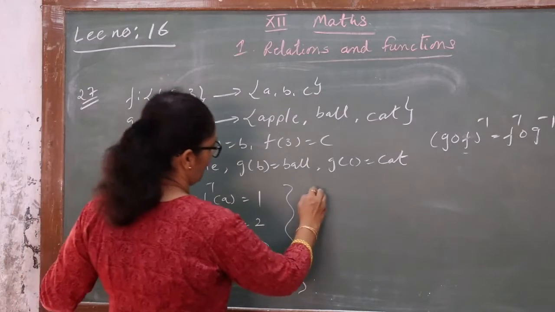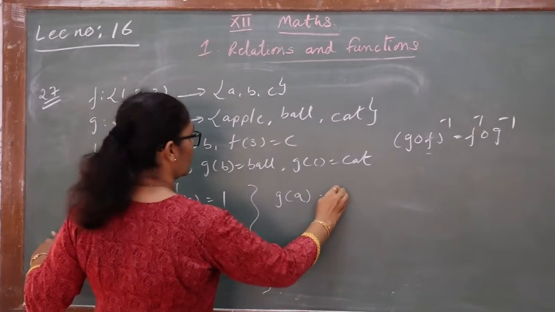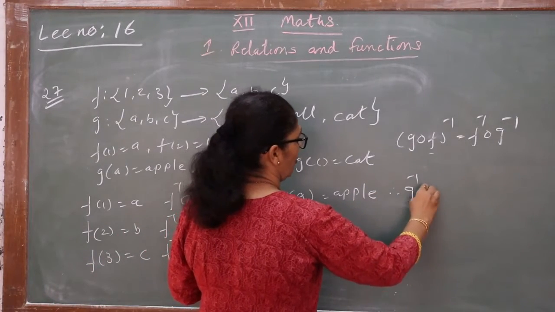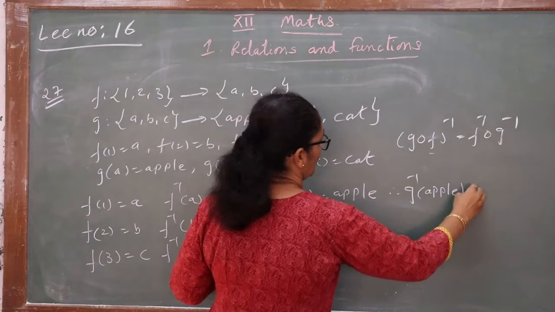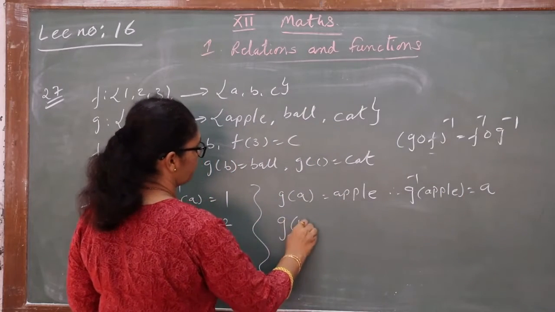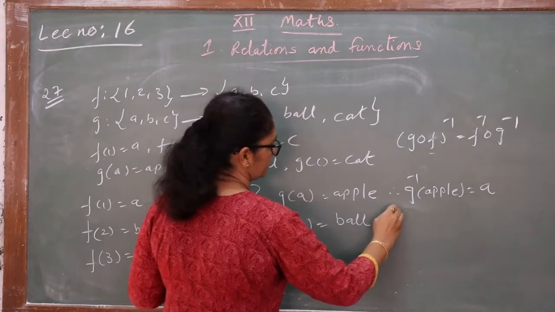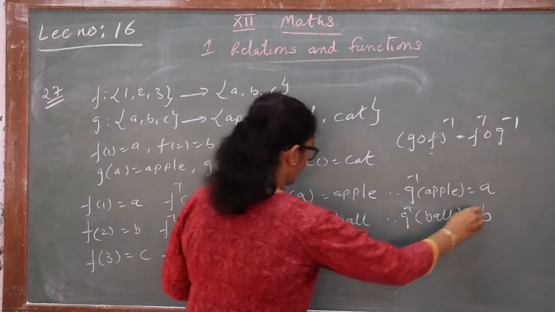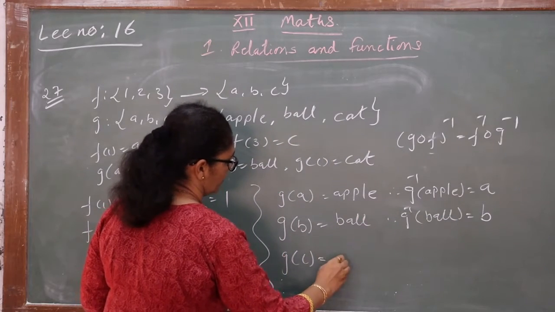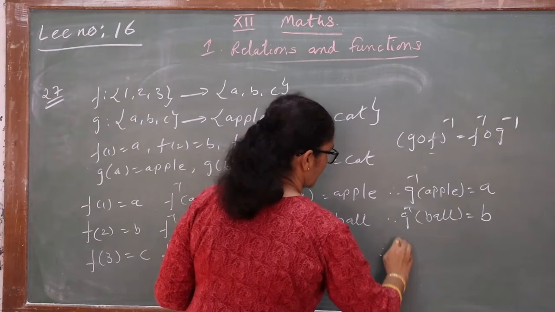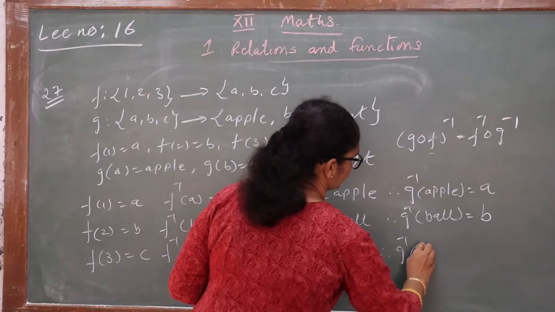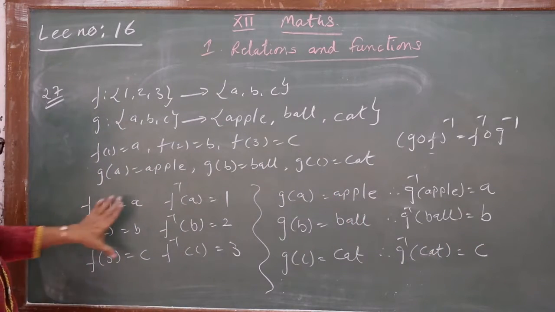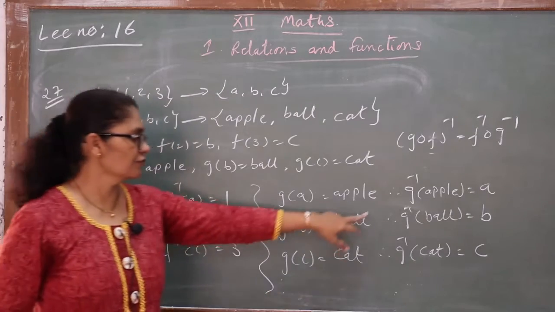Now let's start the inverse of g. So g(a) equals apple. So how can you write g inverse of apple equals a. Similarly, g(b) equals ball, so g inverse of ball equals b. And third thing, g(c) equals cat, so g inverse of cat equals c. So what you get: the inverse of f and the inverse of g.